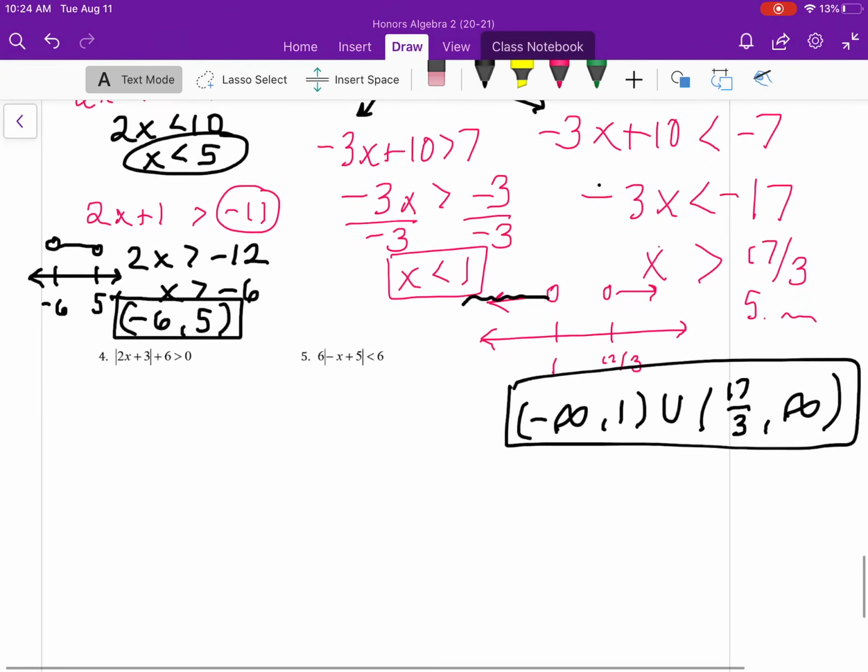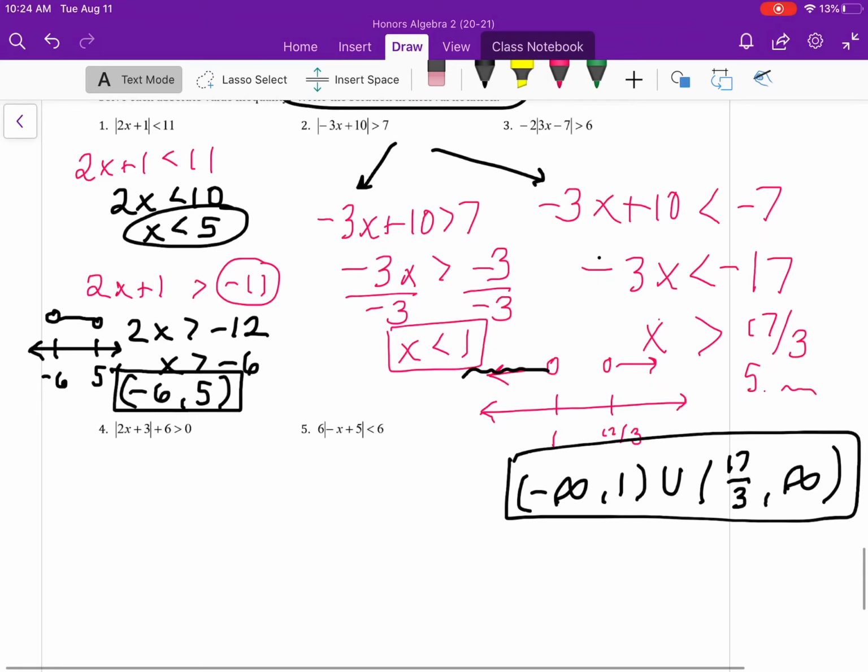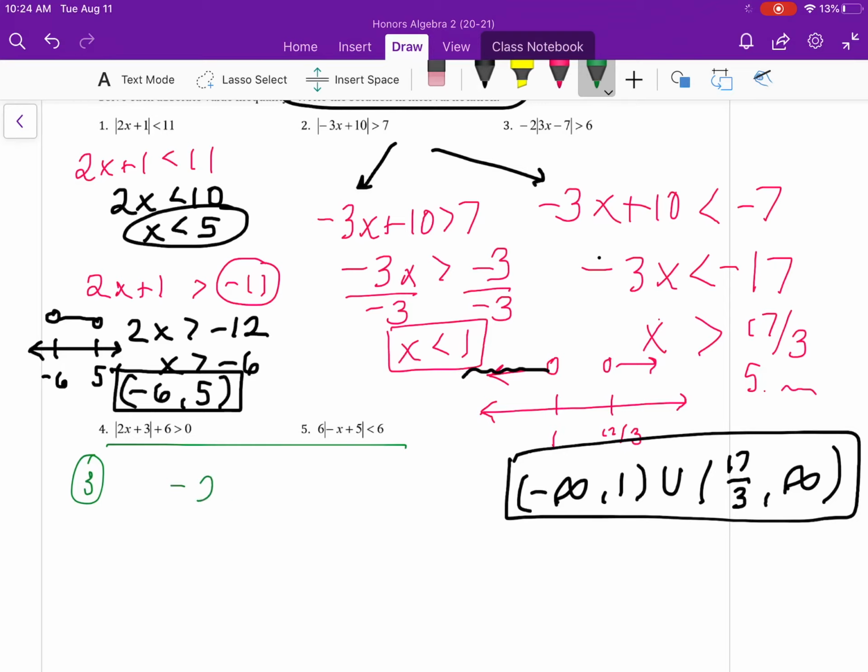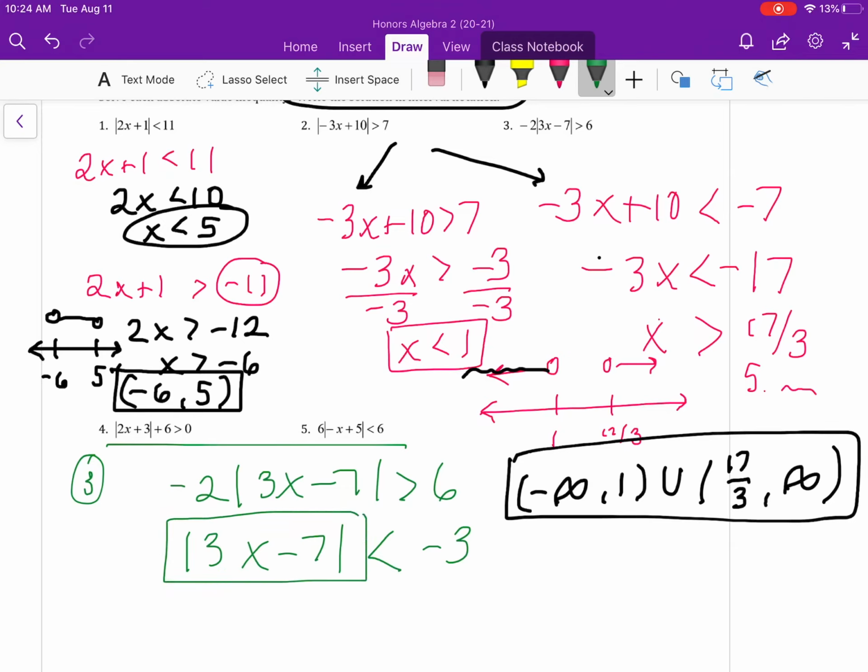Okay, I'm going to do number 3. I'm going to scoot it down and do it down here. Number 3 is negative 2 times the absolute value of 3x minus 7 is greater than 6. Let's try that. Divide by negative 2, and the absolute value of 3x minus 7 is less than negative 3. So here's what you have to think. Can I have an absolute value be less than negative 3? No. So this is a no solution.